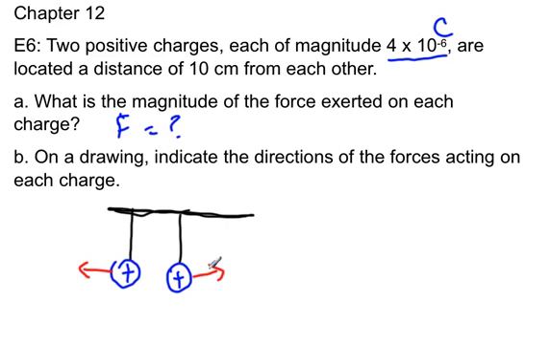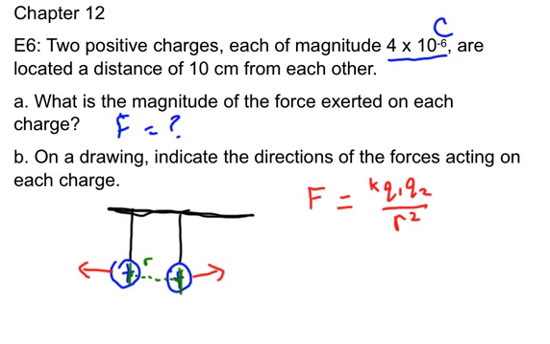Okay, we can find the magnitude of that force by using this equation. The force equals K, which is a constant, times Q1 times Q2, all divided by R squared. R is this distance that the charges are away from each other, so that's R.